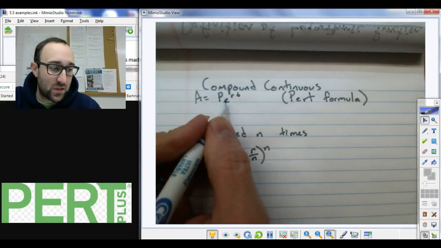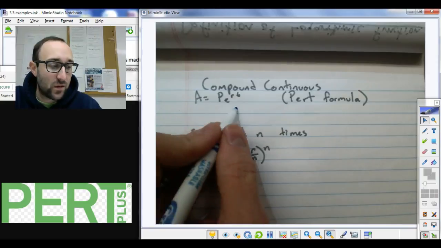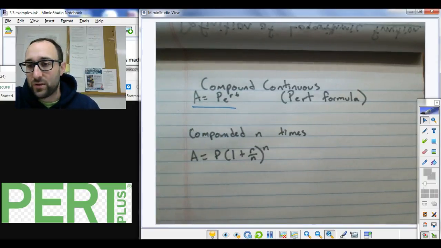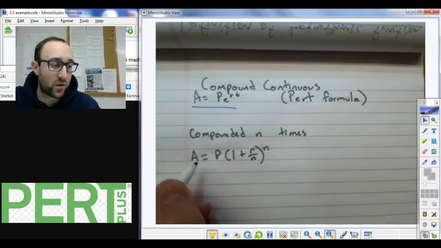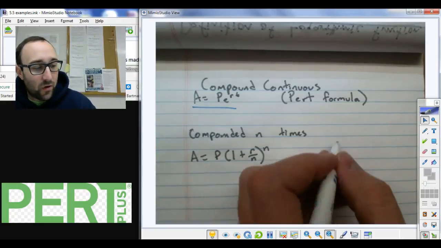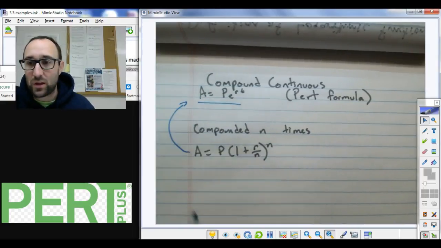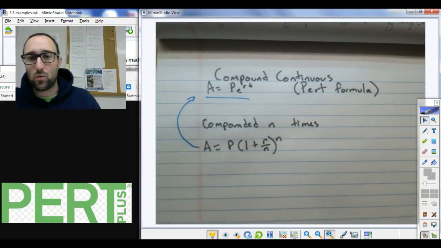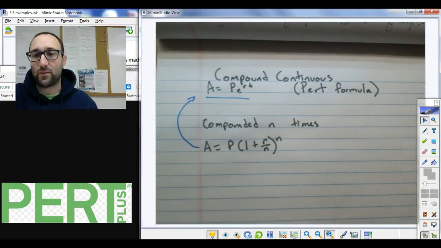That's the principal times e to the rt. Okay, so that's the PERT formula, and then I call it the compounded n times formula, where the amount equals the principal times 1 plus r over n to the nt. So we want to know how is this one related to that one? How are those two things related, right? So how do we get from one to the other?